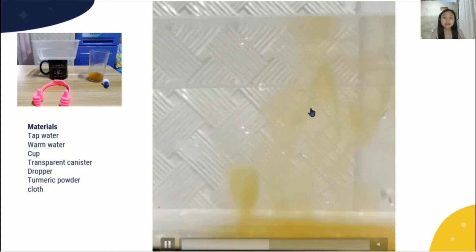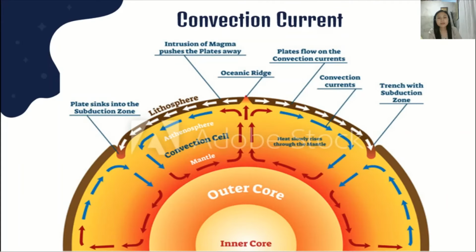So this is an example of convection current in liquids. So how can we relate that to the convection current happening in the mantle? Okay, so the mantle, as we all know, is divided into two parts: the lower mantle and the upper mantle, and it is semi-solid. Because of the hot temperature here, the rocks flow, but it also exhibits solid properties.